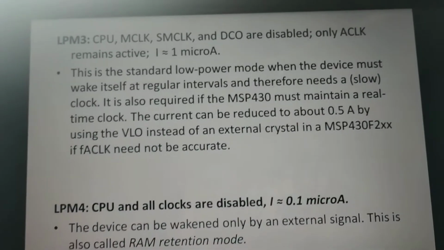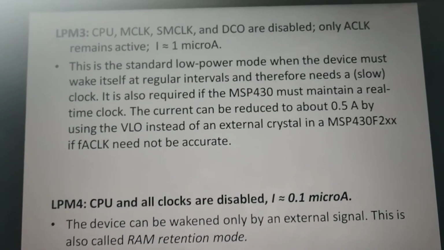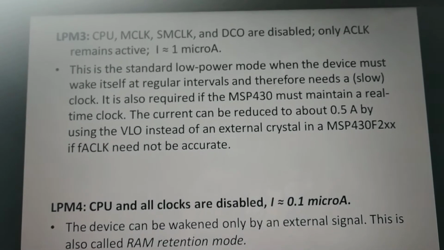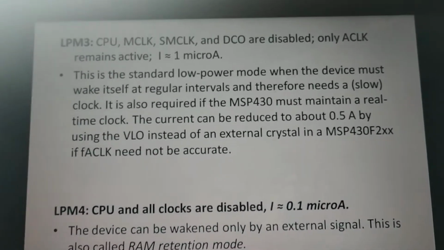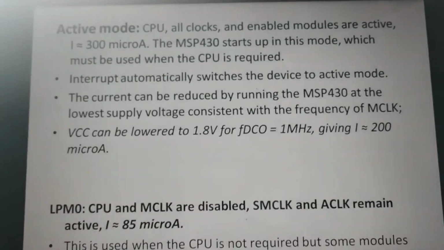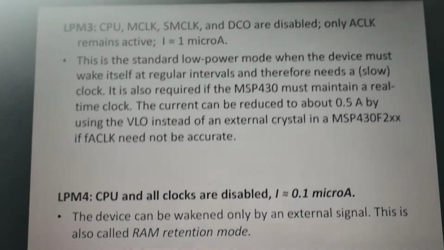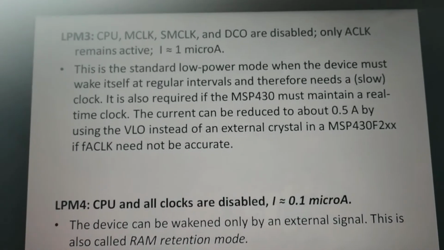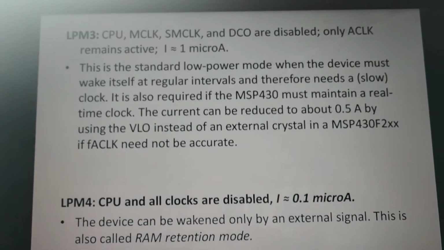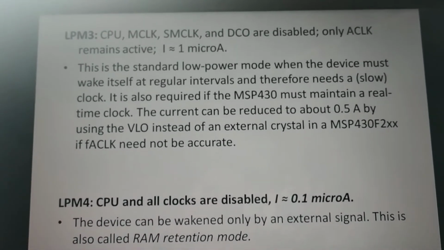Let us look at the current rating. It is approximately 1 microampere. So we started at 300 microampere, reduced to 85 microampere, and we have reached 1 microampere. This is the standard low power mode when the device must wake itself up at regular intervals.